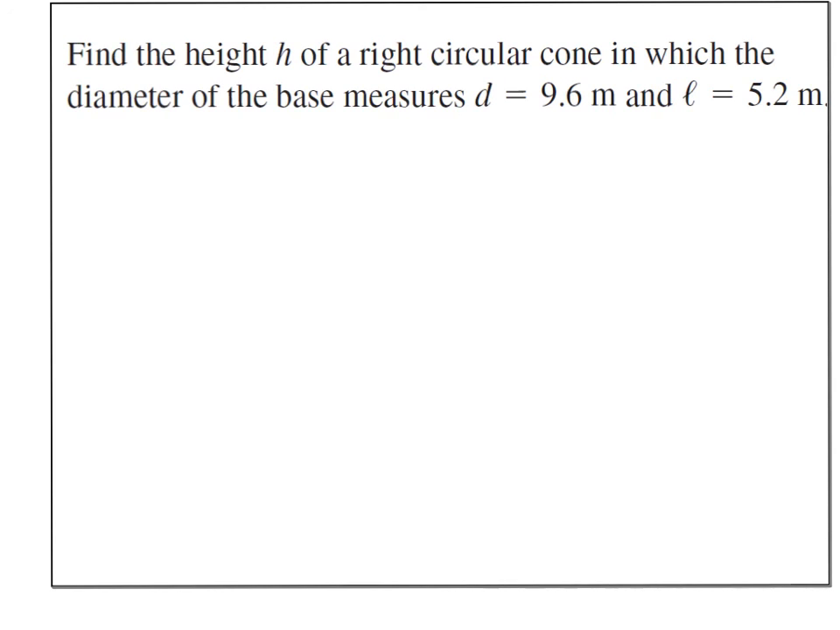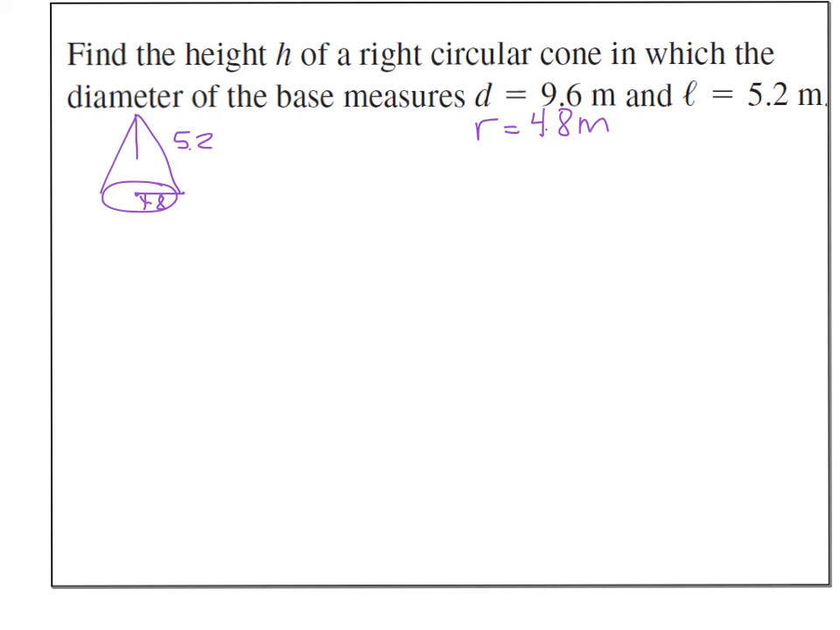Okay, find the height h of a right circular cone in which the diameter of the base measures 9.6 meters and the slant height is 5.2. So again, I draw myself a picture. Doesn't have to be perfect, but the picture helps me solve it. I'm told that my slant height is 5.2 and I'm told my diameter. Now this is important. I need my radius. So the radius is when we cut the diameter in half, and so I get 4.8 as my radius. It's very important that you recognize that you have to cut it in half.